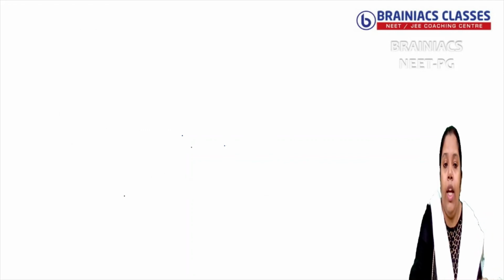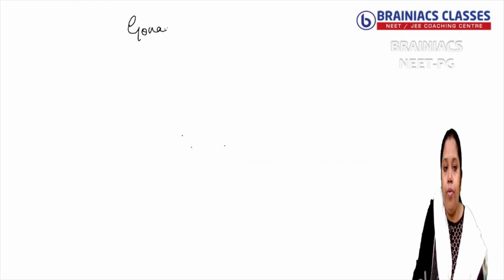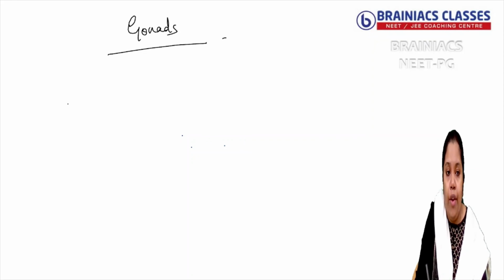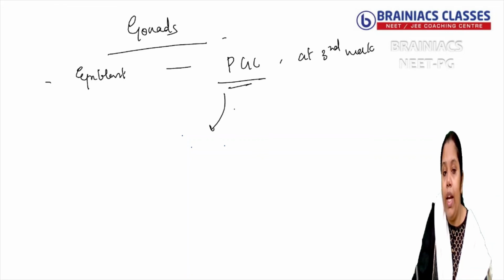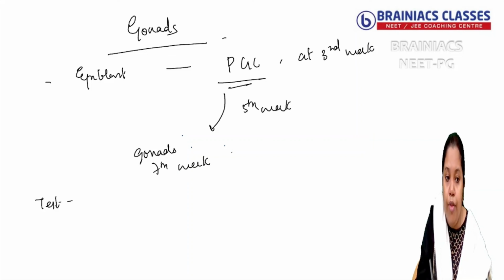Now coming to the development of gonads, gonadal development, right? I told you from where the gonads are developed. It is from the epiblastic cells. Okay, the epiblastic cells form the primordial germ cells at 3rd week. Okay, and these primordial germ cells will start to migrate to the gonads at 5th week and reach the gonads by 7th week. Okay, right? So the testis will start to develop from 7th week and the ovary will develop from 7th to 8th week. Okay, I'll say it as 8th week.